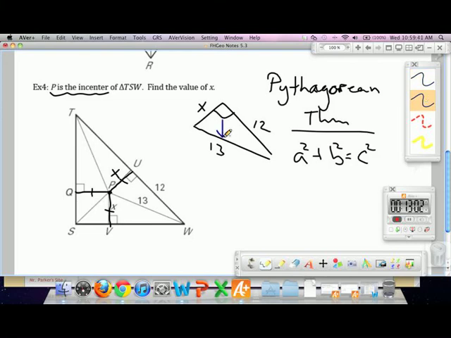Does it matter what the other two letters are called? No. So if you want to say this is a and that's b, that'll give you the same answer as if you say this is a and that's b. Either way, the equation you could set up would be 13 squared equals x squared plus 12 squared. If you flip-flop those, you get the same answer. If you flip x and 12, you still get the same answer.